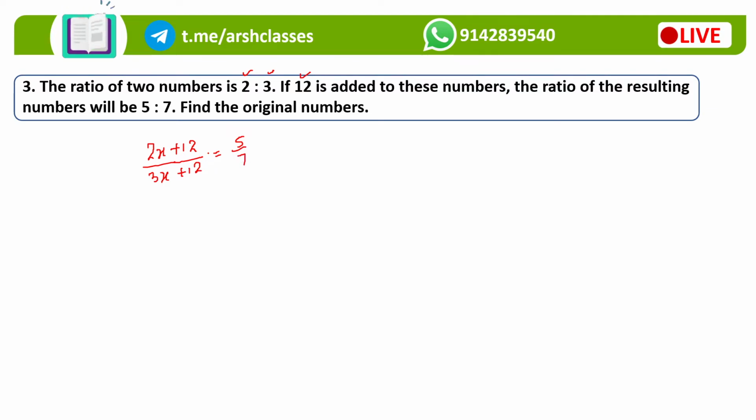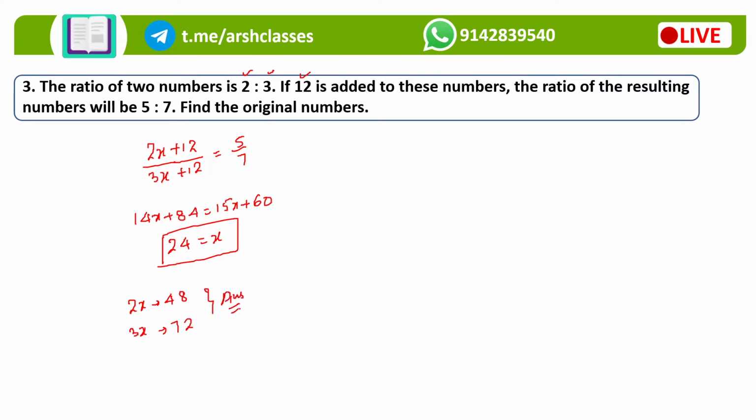Okay, now do the cross multiplication. So 72, sir, this is 14 times of x plus this is 84, that is equals to 5 times of 15 times of x plus this is, right? So now 16 take this side, you will get 24, and 15x minus 14x, you will get 20. x equals to 20. The question is find the original numbers. So the ratio of the two numbers is 2 is to 3. So the original numbers that you will get are 2 times of x, which is 48, and 3 times of x, which is 70. So the correct answers will be 48 and 70.